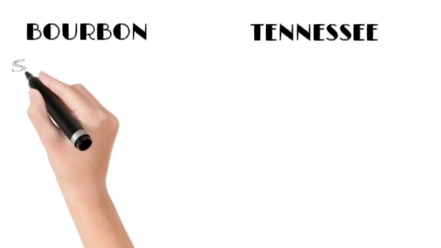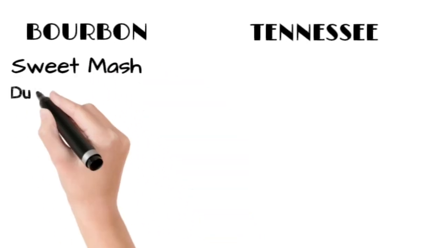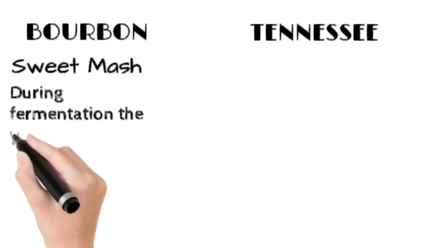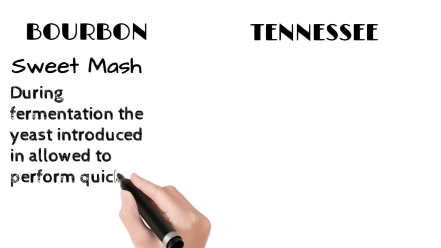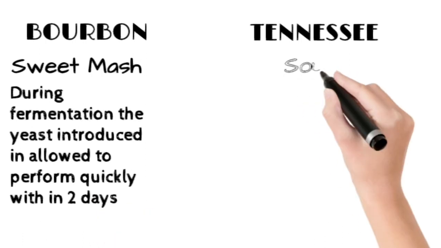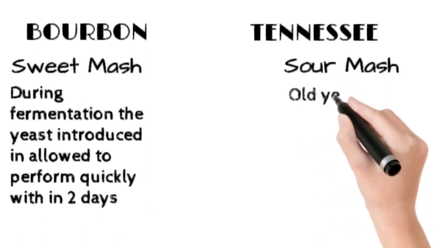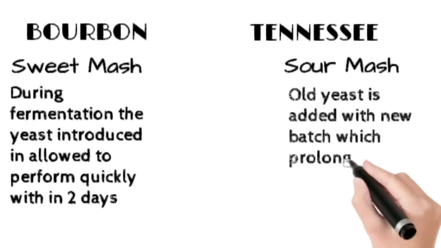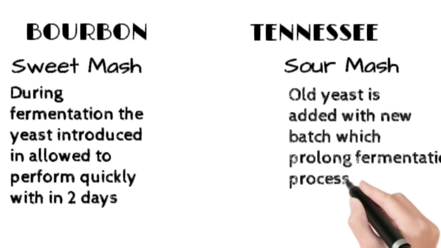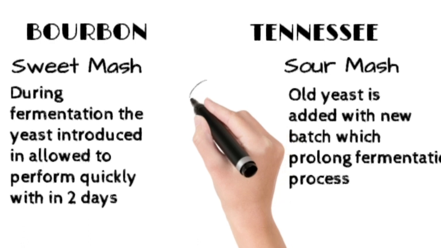There are two important points to be noted during production: sweet mash and sour mash. Sweet mash: during fermentation, the yeast introduced is allowed to perform quickly within 2 days, which gives a sweet fermented liquid. Sour mash: old yeast is added with a new batch, which prolongs the fermentation process. The introduced yeast is allowed to consume all the sugar present in the mash.